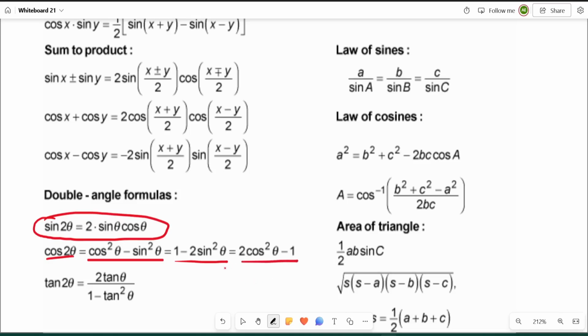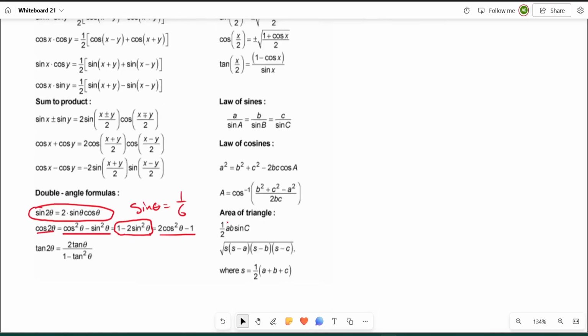From the previous question, I already got what sine theta is. Sine theta was 1 over 6. So if I write cosine 2 theta as 1 minus 2 sine squared theta, I can find the value. This is the identity that we're going to use.